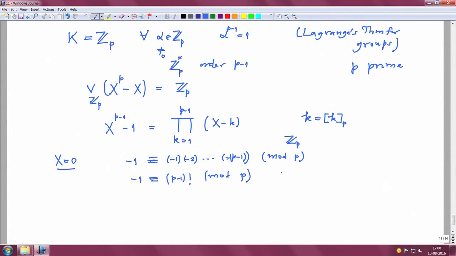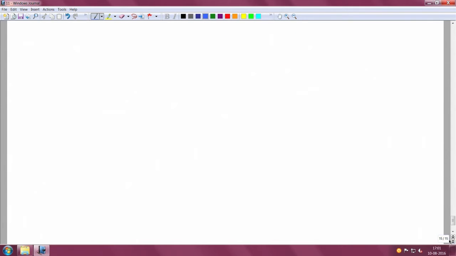This is called, you remember, Wilson's formula, which we have proved by using polynomial identities. Okay. The next one I want to mention, which we will also need more often.